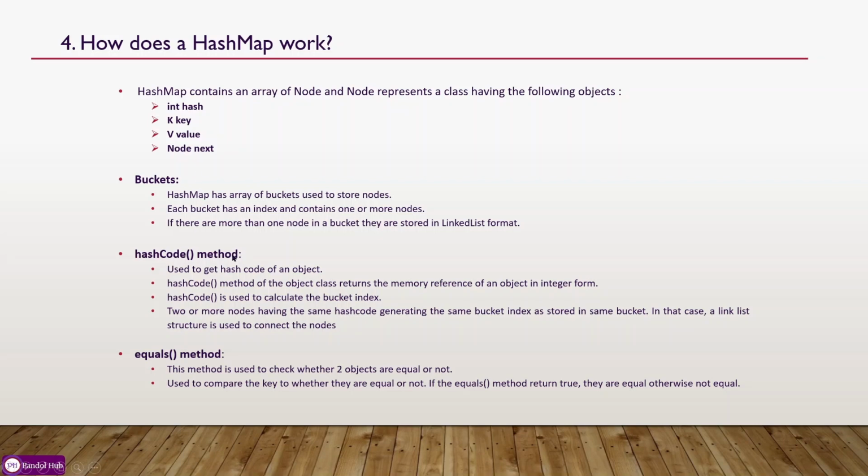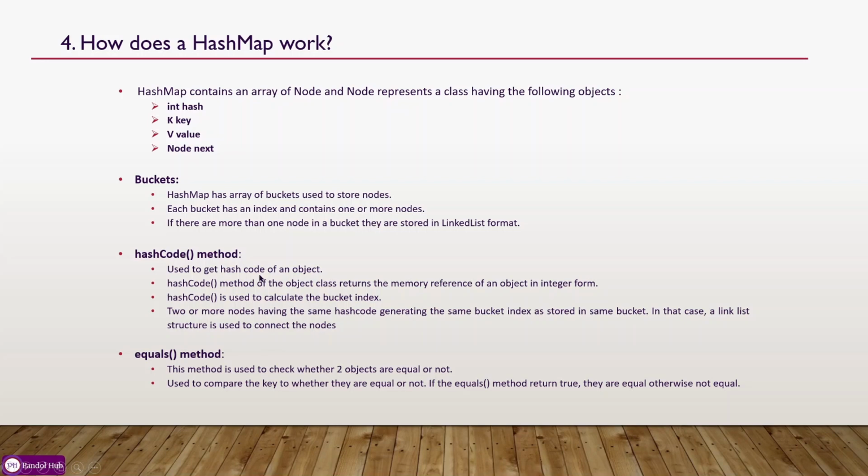So what is the hashCode method? This method is used to get the hash code of an object. The hashCode method of the Object class returns the memory reference of an object in an integer form. The hash code is used to calculate the bucket index. Two or more nodes having the same hash code generate the same bucket index and are stored in the same bucket. In that case, a linked list structure is used to connect the nodes.